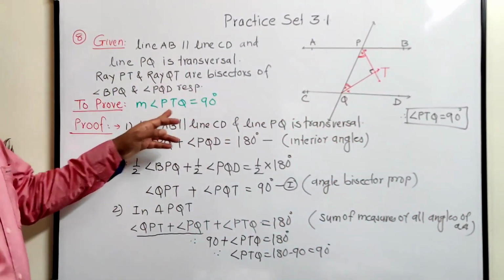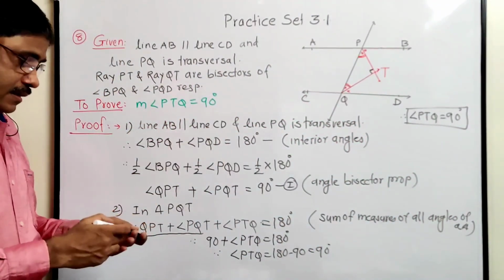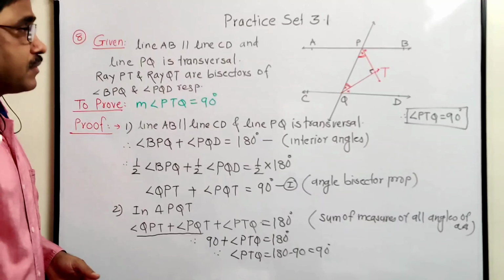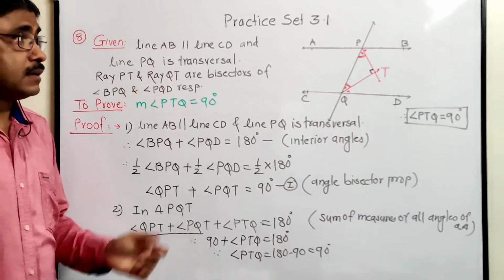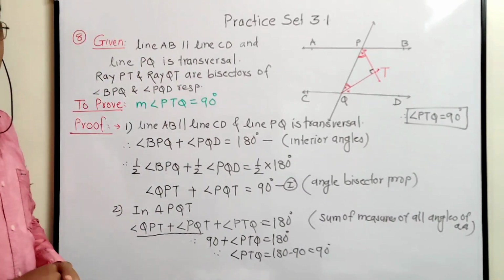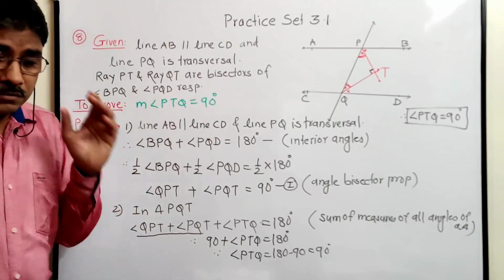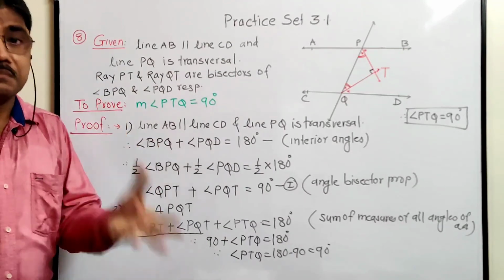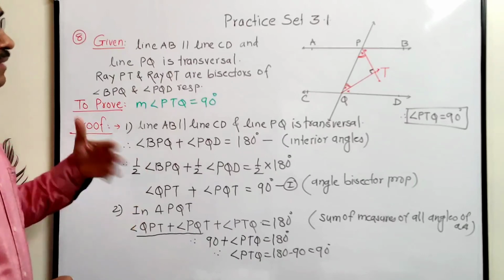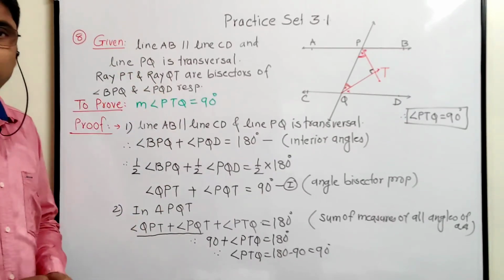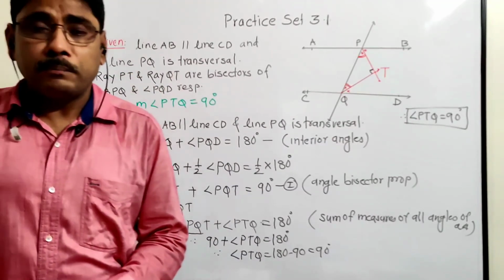So that we have to prove angle PTQ is 90 degrees. So in this way, friends, we complete this practice set 3.1. Only 2-3 sums are left from this exercise. So try those sums at home.